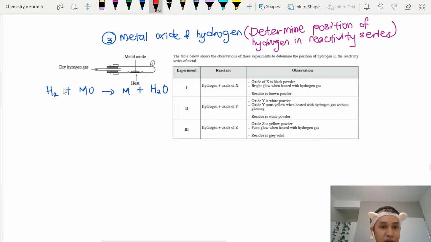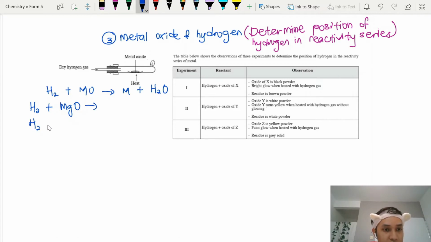Okay, when you take the hydrogen and react it with the metal oxide, you will get the metal and water. Remember, you are forming water here. So again, let me give you an example. Let's say hydrogen plus magnesium oxide, and then another one, let's use back the same thing.